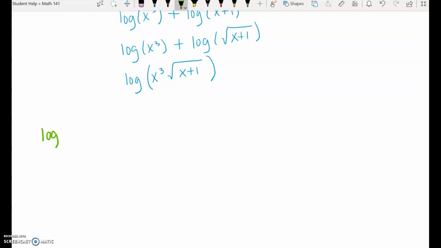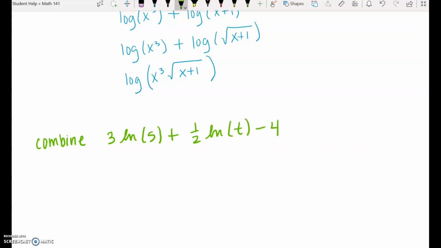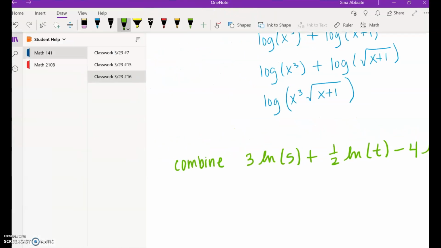For the next example, let's combine 3 natural log of s plus 1/2 natural log of t minus 4 natural log of t squared plus 1.